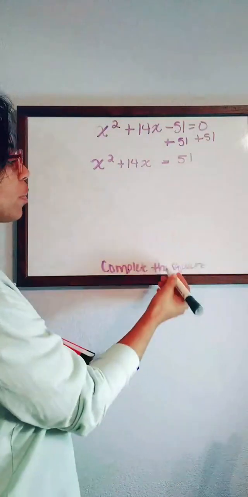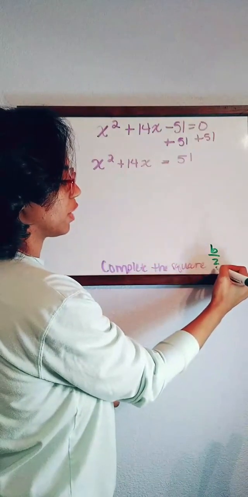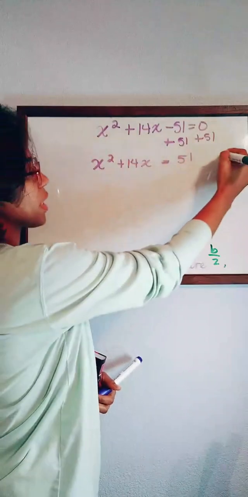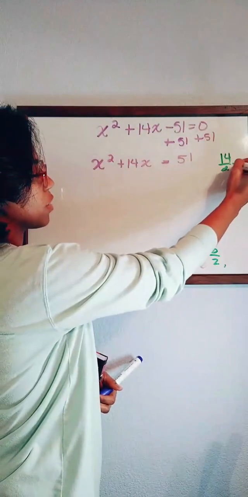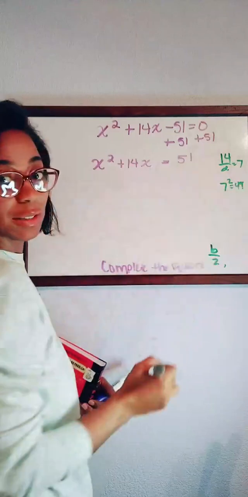All right. So when you complete the square, remember we're gonna take that b and divide it by 2. Then you're gonna square it. Okay. So I'm gonna take 14 and divide it by 2. That's gonna give me 7. Then I'm going to take the 7 and square it and give me 49. Okay?